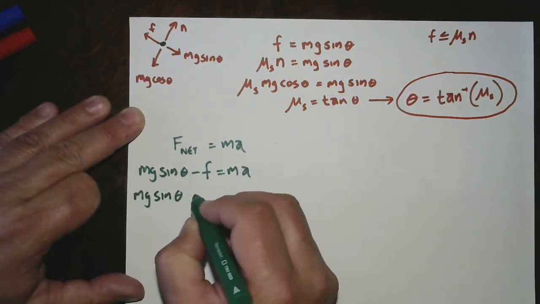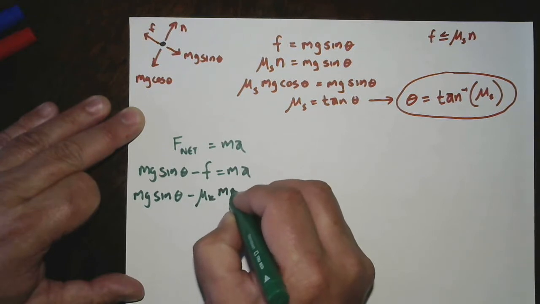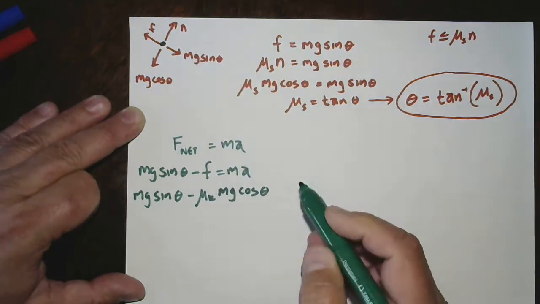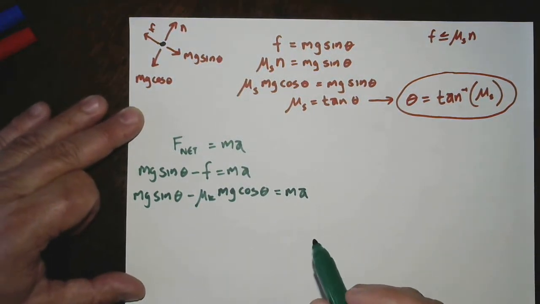Well, skipping a step here, we put in mu k and the normal, which is mg cos theta. That hasn't changed, by the way. The up and down forces are still equal to each other. And this is going to equal m times a. And lo and behold, all the m's cancel.